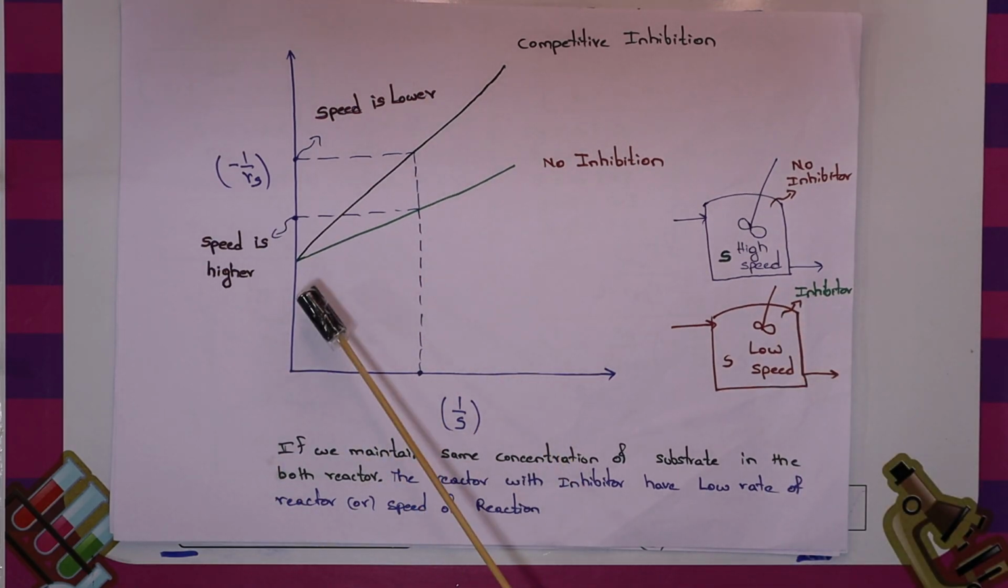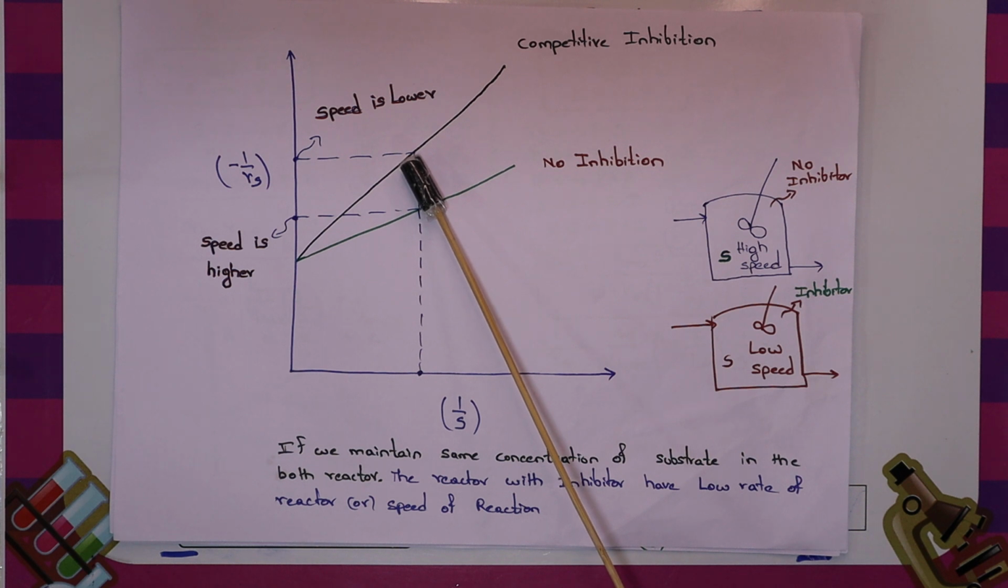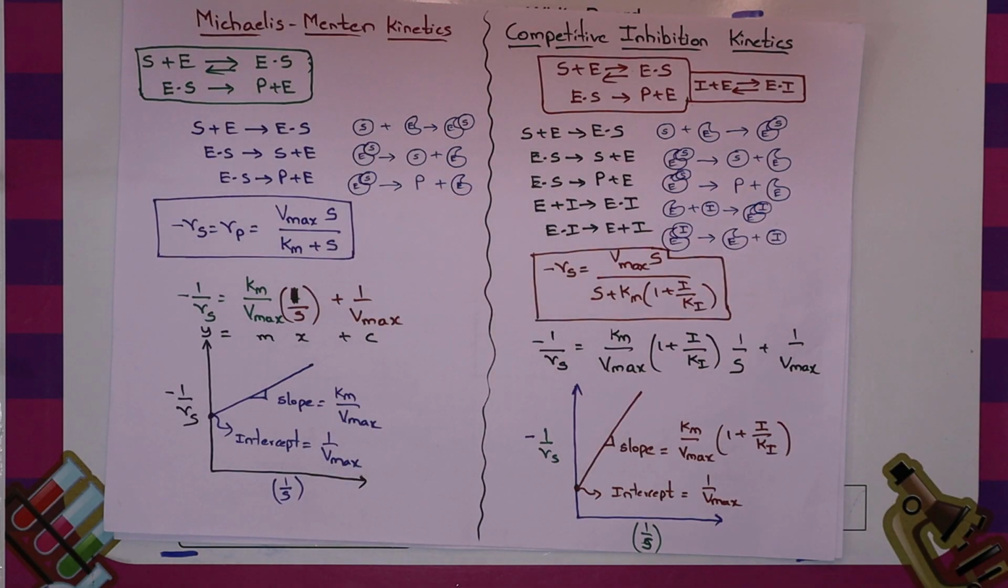the lines which originate at the same point, but the slope for the competitive inhibition will be higher than the non-competitive process. Why? You can see this is the slope. What is the slope for this? Km by Vmax. What is the slope here? Km by Vmax into (1 plus I by Ki). Because of this 1 plus I by Ki, the slope is always higher than the Michaelis-Menten kinetics.